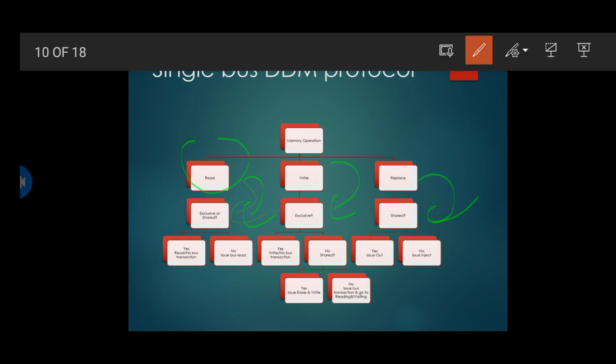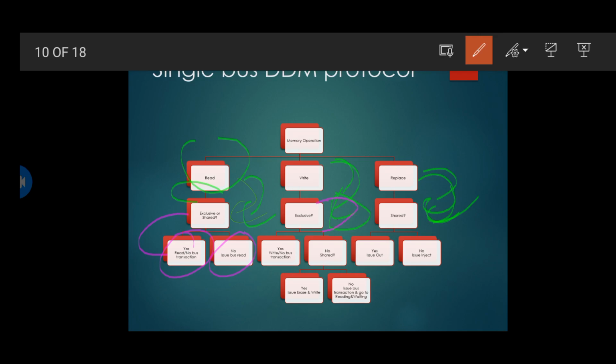Read can be performed both exclusive and shared. Write can perform exclusive only. Replace can perform the shared. Now from there, exclusive or shared can be categorized as S or no. S can be treated as read or no bus transaction. No means issue bus write.